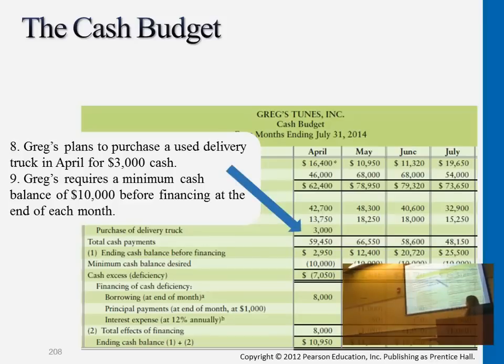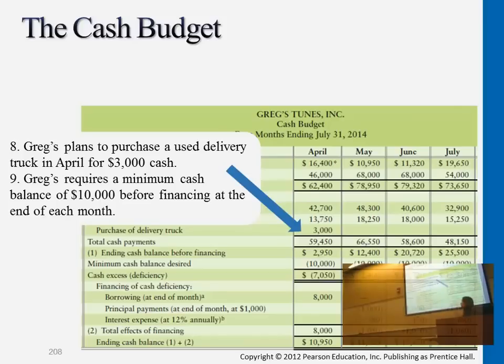So that's the $3,000. After that, the middle portion here is basically the total cash payments that you made, which again is the delivery truck payment, operating expenses payment, and inventory payment. Add them together, it becomes $59,450. Okay, so label number 1 here, ending cash balance before financing, we're using whatever we paid subtracted from what we collected. So what we collected in April is $62,400 minus $59,450. You get the ending cash balance, $2,950.